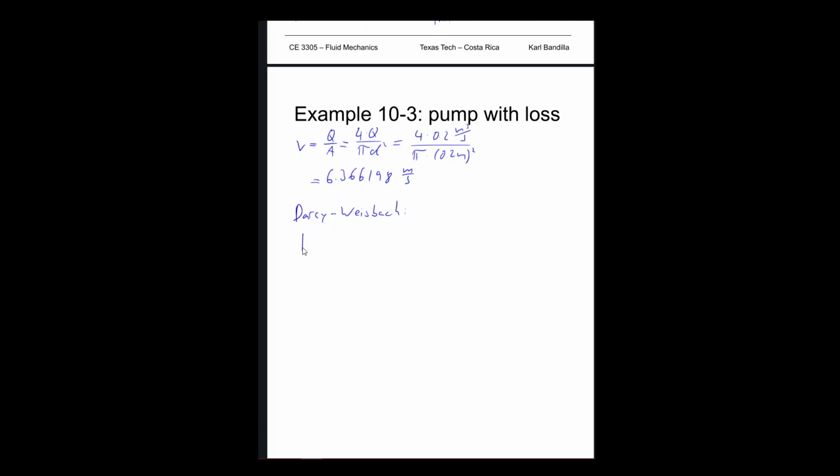Darcy-Weisbach. We'll have HL equals F times L over D times V squared over 2G. That means we have to find what F is. To do that, we need to have the value of the Reynolds number. RE is equal to rho times V times D over mu.